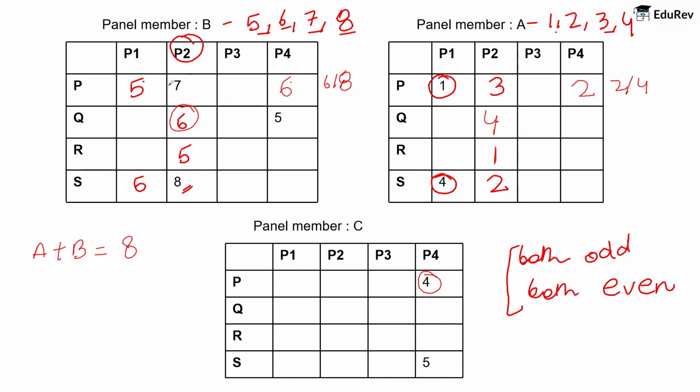Now let's fill the remaining. Over here 5 is done, 6 is done, 7 is done. So remaining is 8. Over here 1 is done, 3 is done, 2 is done. So remaining is 4. Similar way, you can check for this 5.